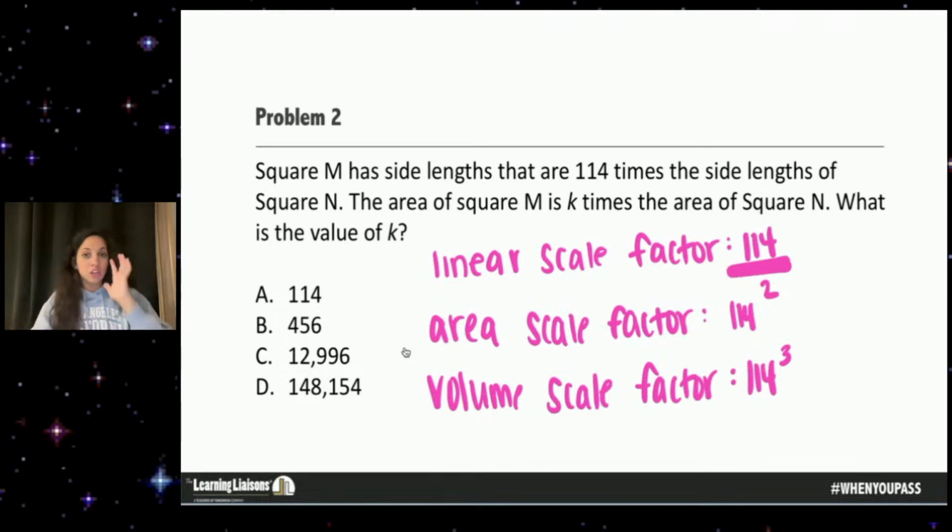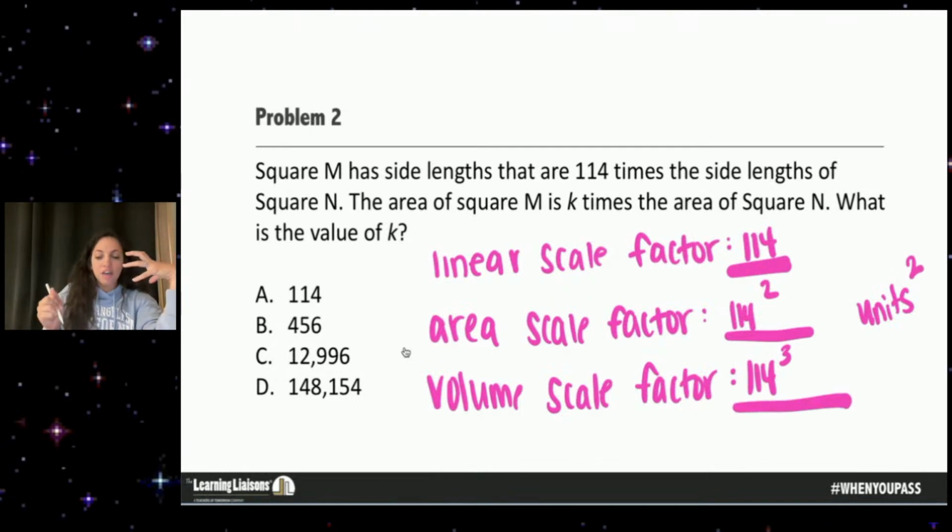If you have your linear scale factor, which is just the distance from point A to point B, so it's how long the sides are, and I'm trying to figure out how many times bigger the areas are, I can square the linear scale factor. I'm not going to multiply it by 2. I can square it because area is units squared. And if I'm looking for my volume scale factor, I can take the linear scale factor and multiply it times itself 3 times. I almost said multiply it by 3, but that's not the case. I'm going to cube it because volume is units cubed.